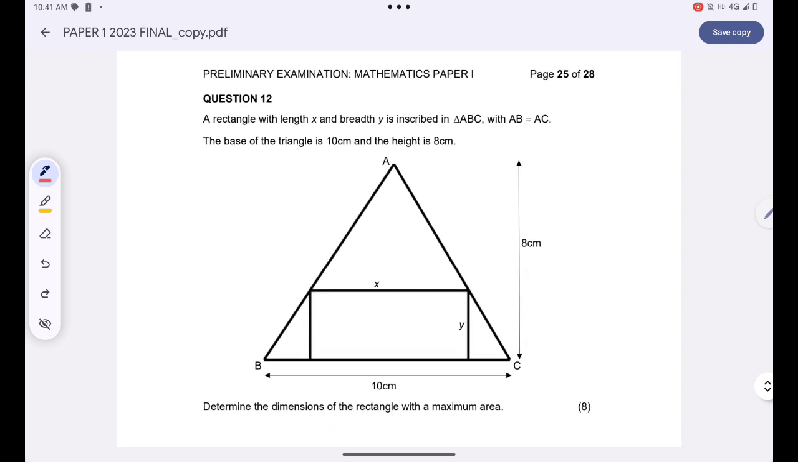Okay, we are told that a rectangle with length x and breadth y is inscribed in triangle ABC. And then we are told that side AB is equal to AC. Okay, and then the base of the triangle is 10 centimeters and the height is equal to 8 centimeters.